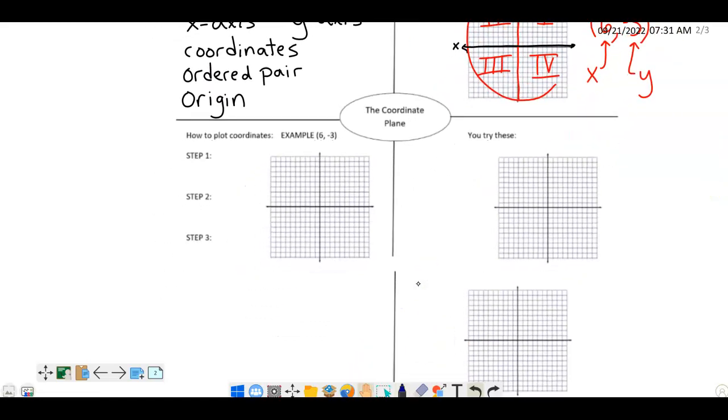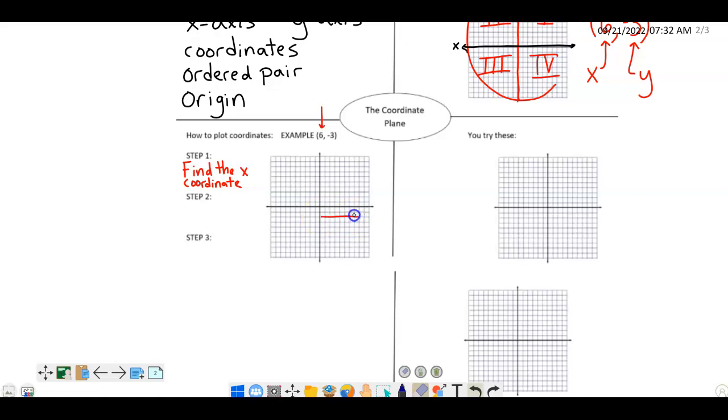Let's take a look at this corner right over here, in the bottom left-hand side. Here's step 1. So let's do 6, -3. Step 1 is find the x coordinate along the axis here. So starting at the origin, always start here at the origin. Now don't mark it. I'm putting a mark so you can see that that's where I'm starting right here, but I don't really want to mark up my paper with the origin right there. So starting at the origin, I'm going to move to the +6 on the x number line.